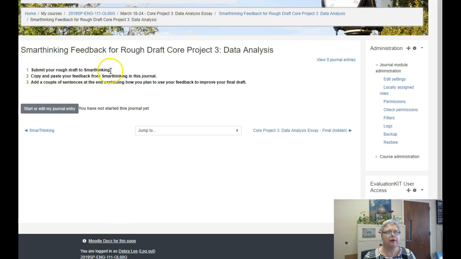But here it is. Submit your rough draft to Smart Thinking, copy and paste your feedback from Smart Thinking into the journal, and then, like you did last time for the rhetorical analysis, add a couple of sentences at the end explaining how you plan to use your feedback to improve your final draft. So that's what we're doing this week.